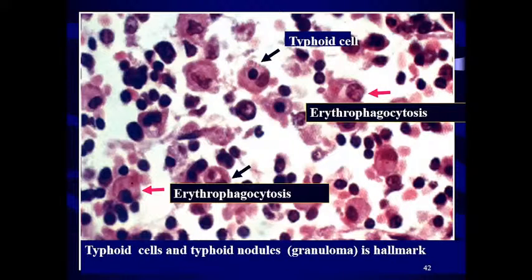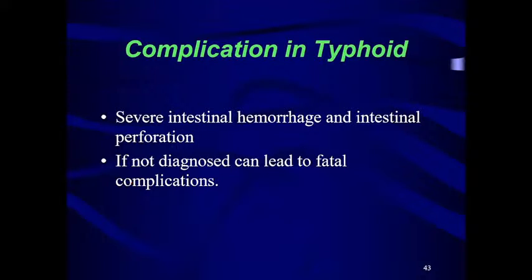So these are the famous typhoid nodule or granuloma, which is the hallmark histologic finding in typhoid fever. You find this in the Peyer's patches and in the surrounding lymph nodes. Okay, complications of typhoid fever.